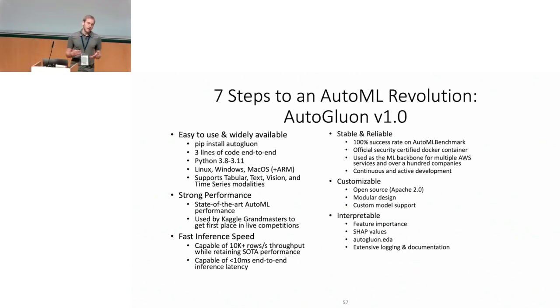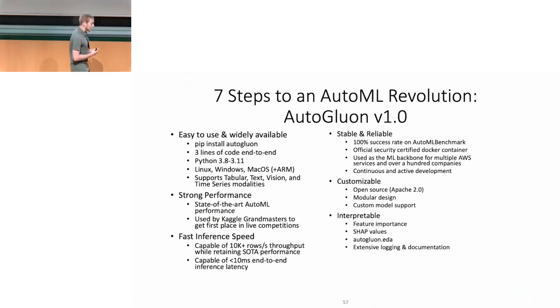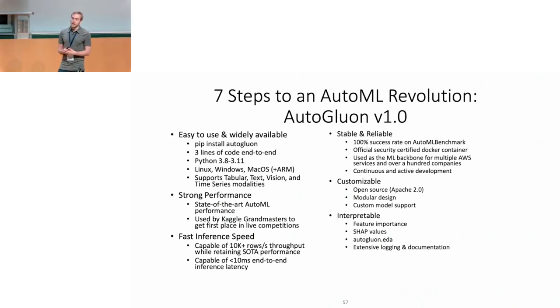It's interpretable, at least in the sense of what I would consider to be useful interpretability, such as the feature importance that I showcased. We also have Shapley value support. We have an entire module dedicated to this called AutoGluon.eda, which is basically automated exploratory data analysis that we're working on. And we have extensive logging and documentation as well as tutorials.